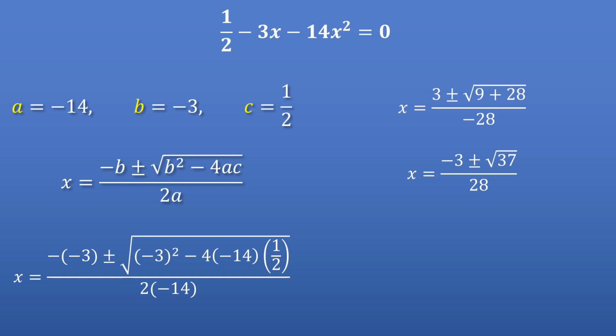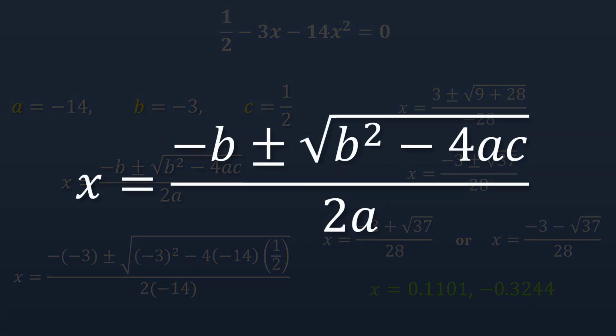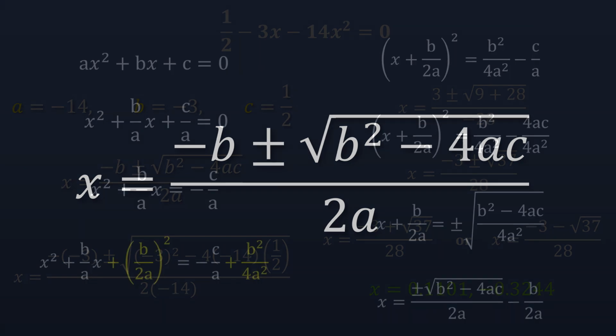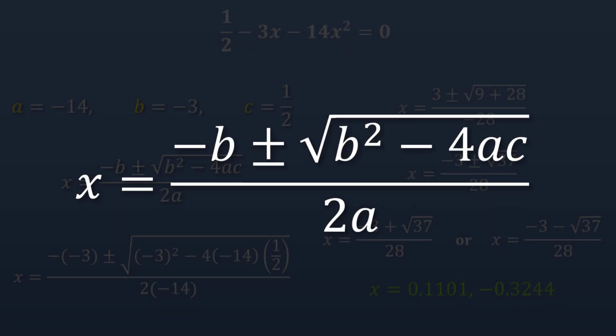The square root of 37 is either positive or negative. Therefore, x is approximately equal to 0.1101 or minus 0.3244. Each time you forget the quadratic formula, make x the subject of this equation, and eventually, you will never forget this formula again.